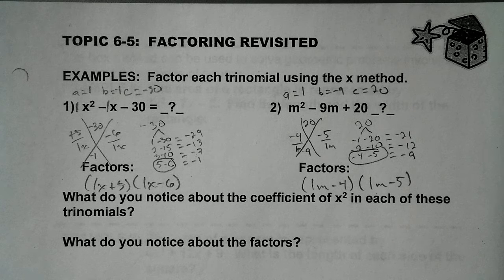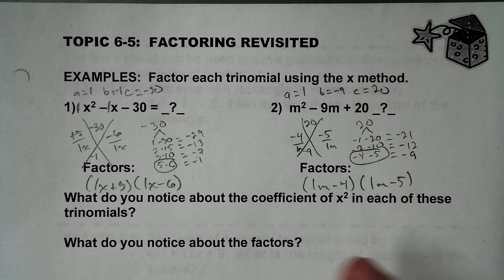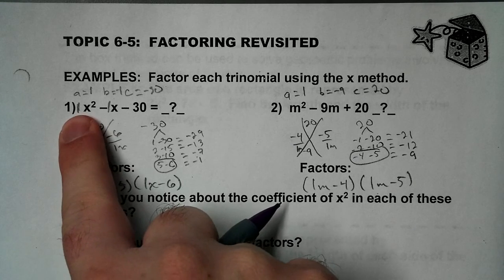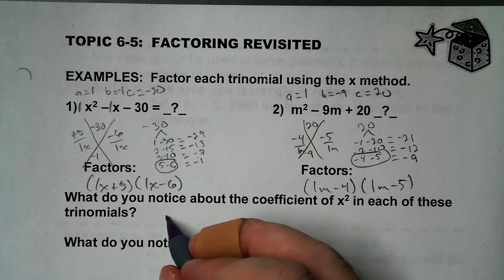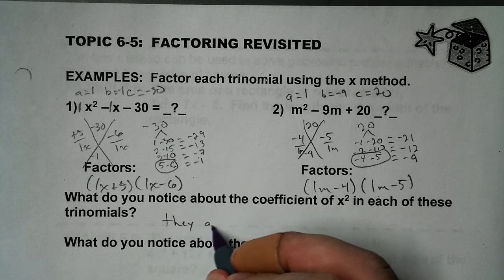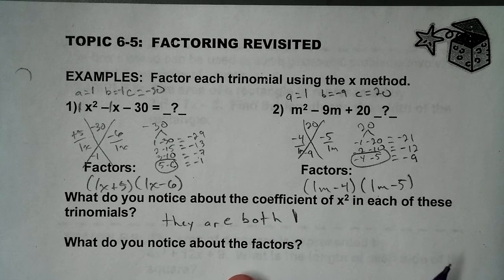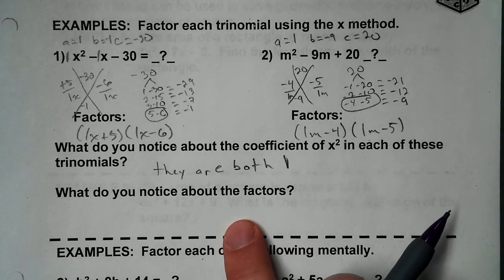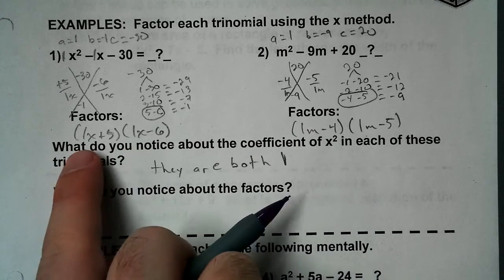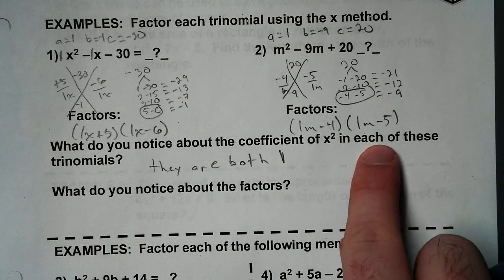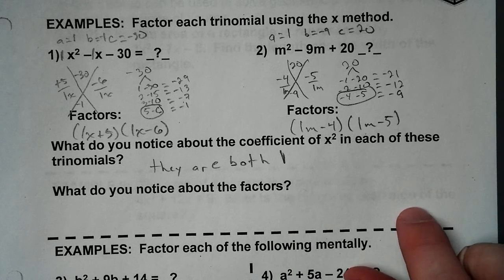Now, what do you notice about the coefficients of x squared in each of these trinomials? Well, coefficient, what's in front of x squared here? This is a 1. Coefficient there, that's a 1. So they're both 1. What do we notice about the factors? Well, if you look at the factors, both of the factors on these ones were 1x. Both the factors there were 1m. Because 1 times 1 equals 1.